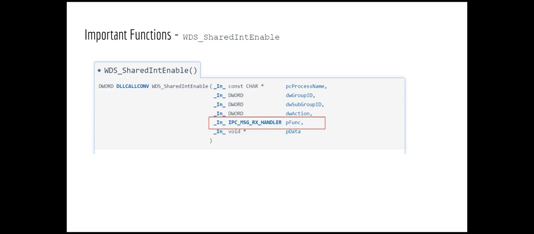So here we have the WDS shared int enable function. Again, this is its signature. It is available in our documentation. This function includes the process name, the group ID, subgroup ID, the DW action, which we went over. And here is your place to enter the callback, what happens after the interrupt is raised.